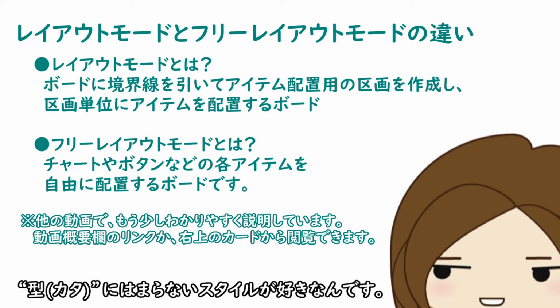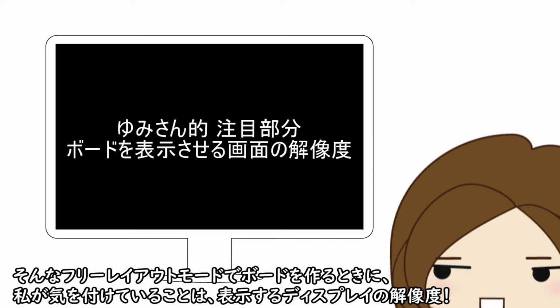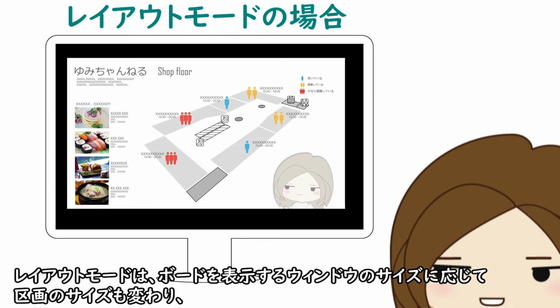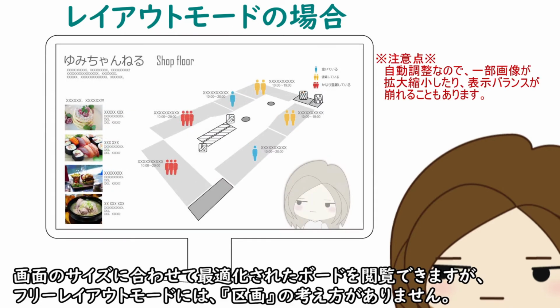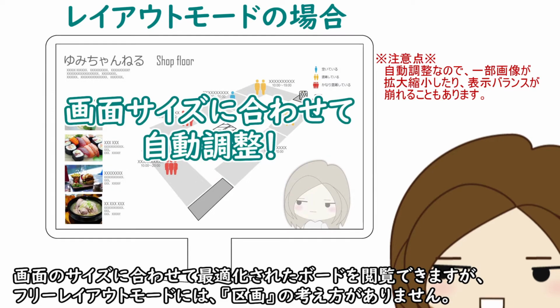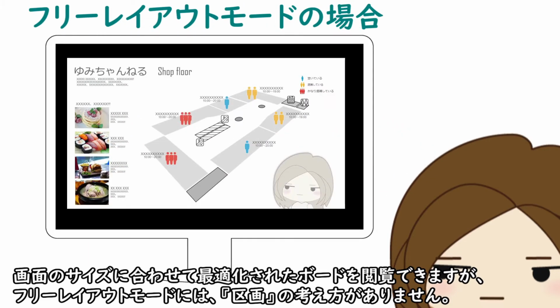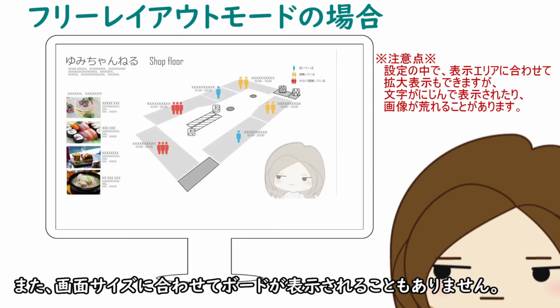I prefer unconventional styles. When creating a board using free layout mode, one thing I pay attention to is display resolution. In layout mode, the size of the partitions change according to the size of the window displaying the board. This allows you to view the board according to the size of your screen. However, in free layout mode, there is no such thing as partitions. You also can't optimize and display a board according to your screen size.